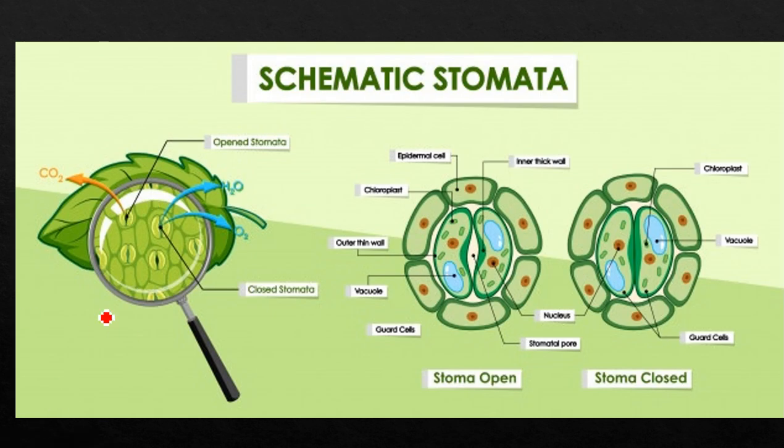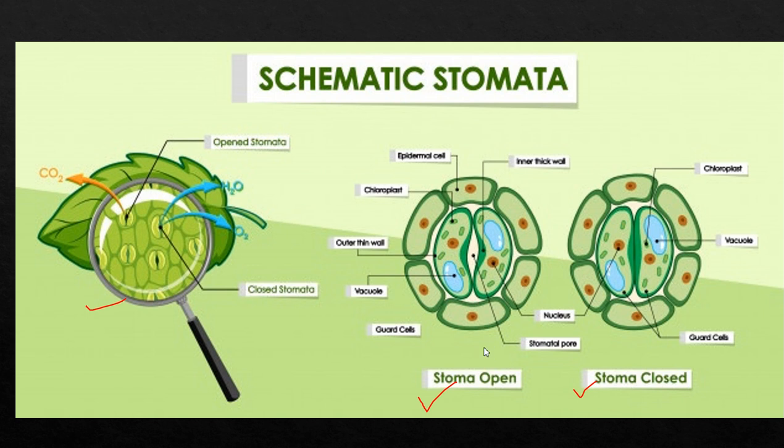Here you can see the diagram. We have magnified the epidermis and we have seen two kinds of stomata. Actually stomata is only one, but the conditions are different. In one case the stomata is open and allows the exchange of gases. In the other case the stomata is closed and does not allow the exchange of gases at that time.